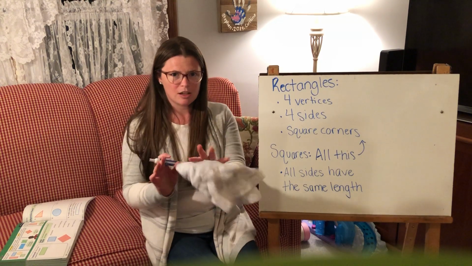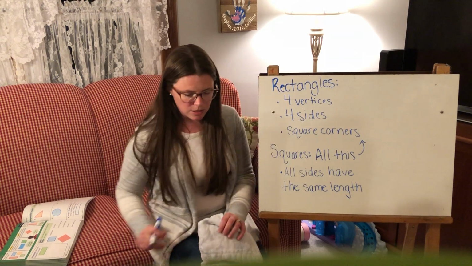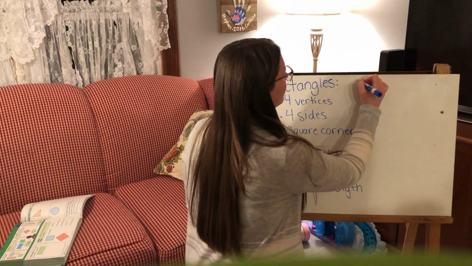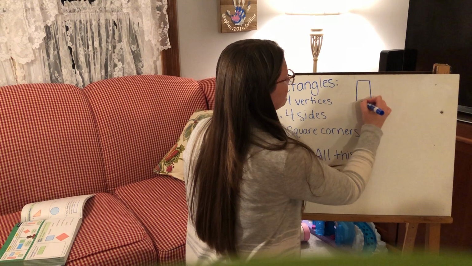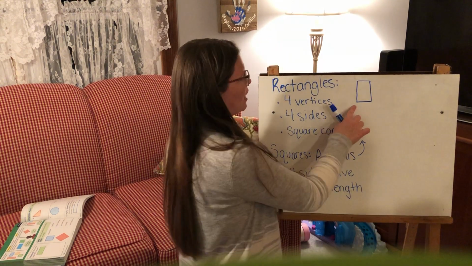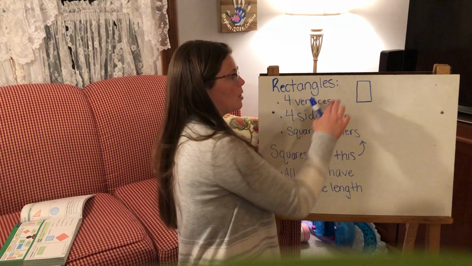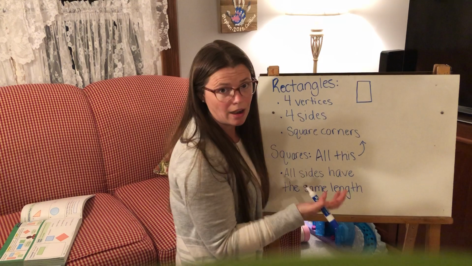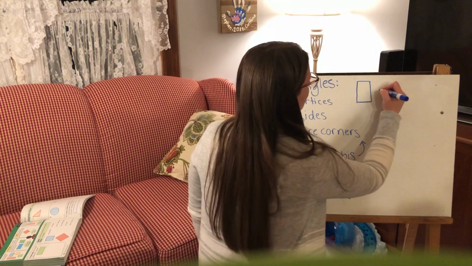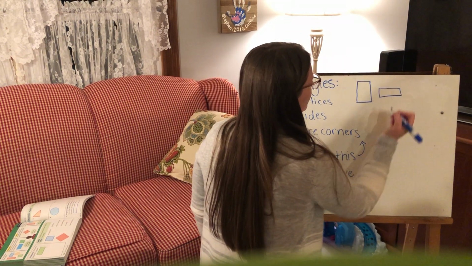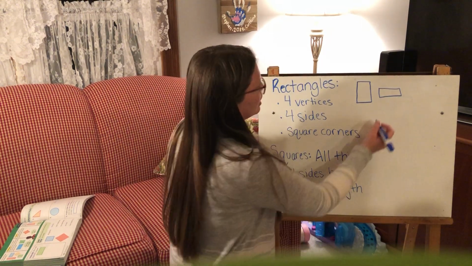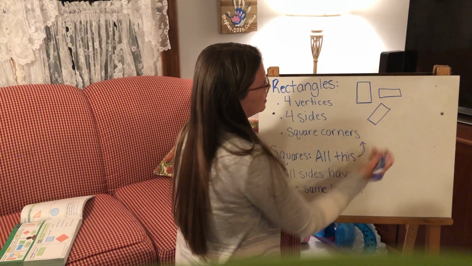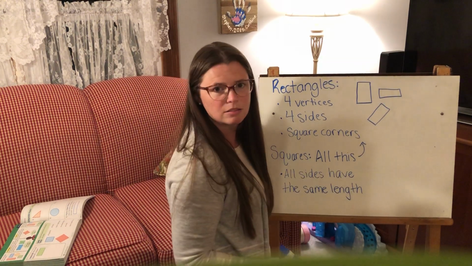So, based on these rules, we know that the rectangles that we learned about in preschool follow those rules, right? So we've got 4 corners, we have 4 vertices, we have 1, 2, 3, 4 sides, and they have those square corners, right? Well, this one also follows those rules, right? But what about this one? It's kind of on a diagonal.